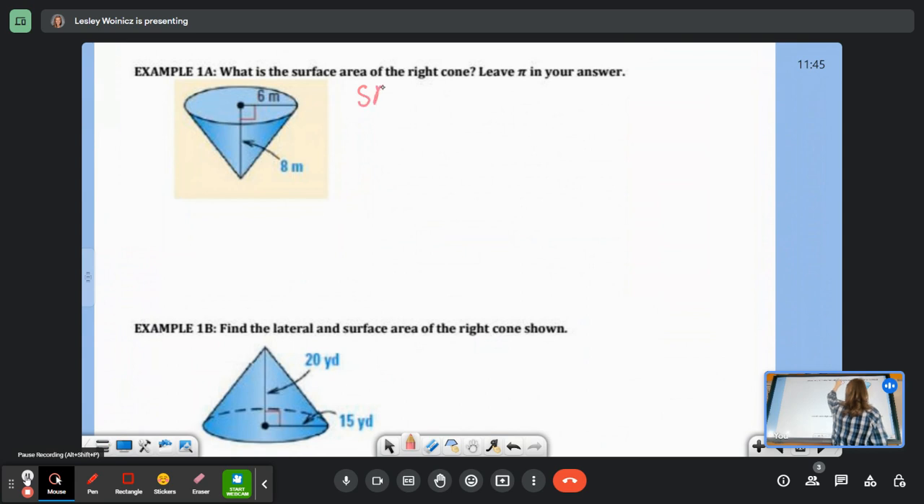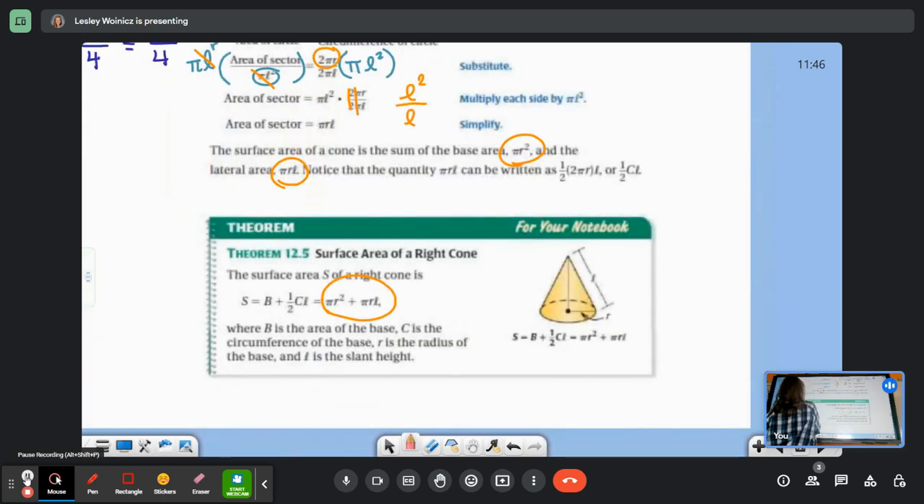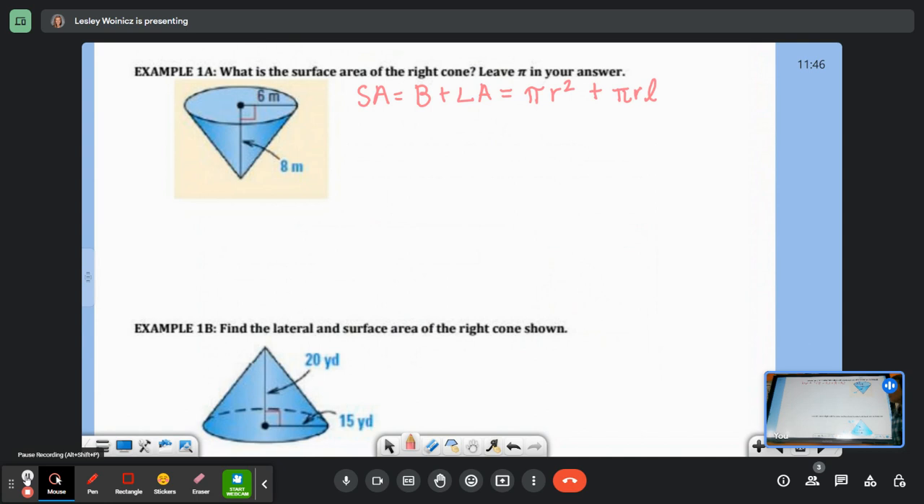Okay, so our surface area is our base plus our lateral area, where our base is pi r squared, and our lateral area is pi times our little radius times, do you remember? Isn't it the slant height, L? Did I get that right? Tell me now if I messed it up. No, that's right. Okay, thank you. So all we have to do is figure out what our R and our L are.